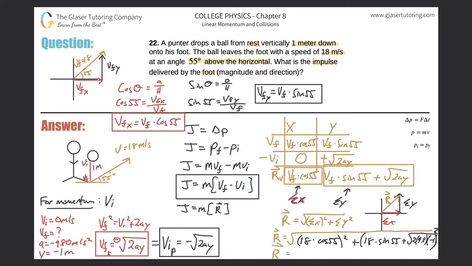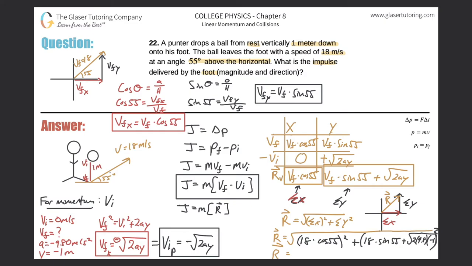Okay, so let's do that. Man, this one's a doozy, right? So square root of, parentheses, 18 times cosine of 55 squared plus, parentheses, 18 times sine of 55 plus square root of 2 times, now careful with the sign, I realized, as I'm looking back at the work here, the 9.8 is negative, okay? So you gotta have that in there, otherwise you're gonna have a negative under the square root and it's gonna turn out to be invalid, all right? And I had the negative sign over here, look on the left-hand side, guys. So I just plugged that in wrong, but we caught it, so not a big deal. So 2 times -9.8 times then -1, okay? And then close the parentheses and square it.